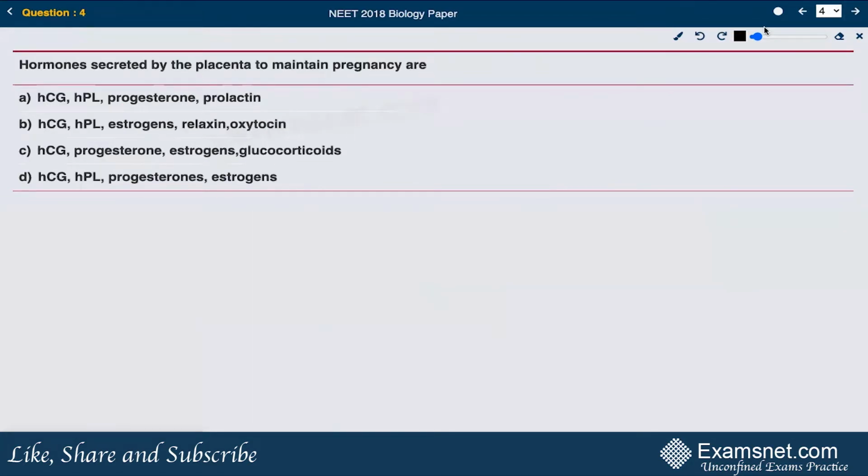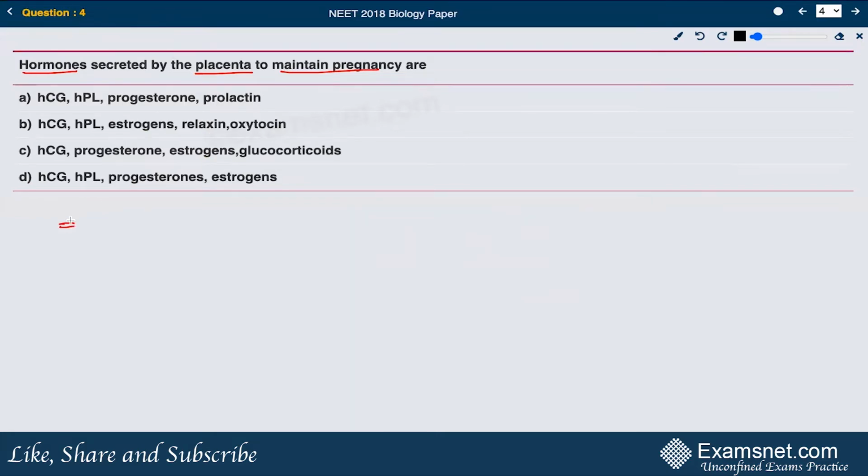Now, question number 4. So question number 4 says that the hormones which are secreted by placenta to maintain pregnancy are, all right. So this is again one of the direct questions that has been asked from your chapter of human reproduction. And let me tell you about placenta first. Apart from the normal hormones that are being released by different tissues, placenta is also considered to be a structural and functional unit between the mother and the baby, or the fetus, you can say.